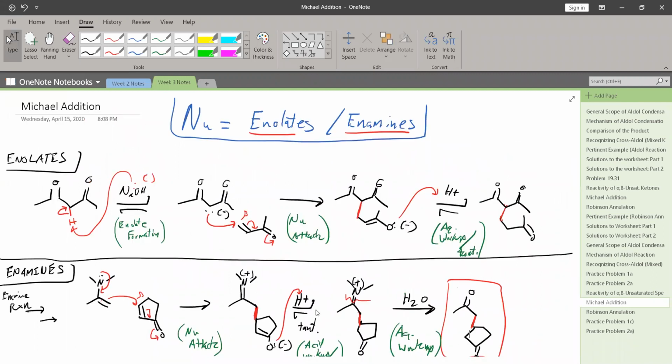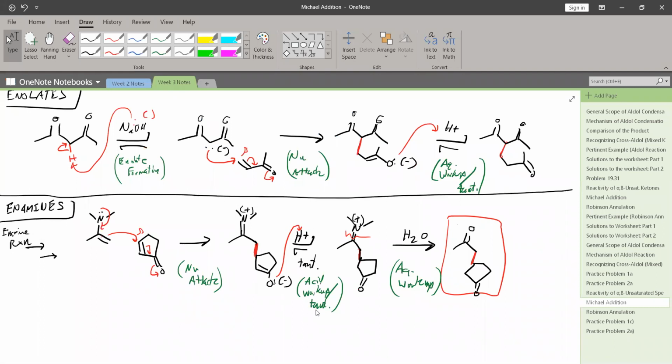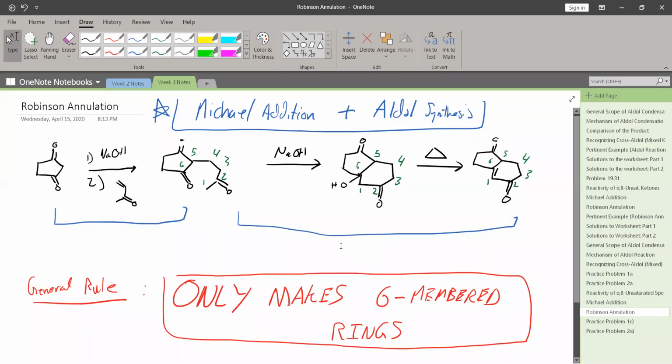Keeping these two reactions in mind is how we're going to start doing even more reactions. There's one more reaction that we've learned in this chapter as well, the Robinson annulation. So what is the Robinson annulation? In general, it's just a Michael addition plus an aldol synthesis. That's all it is, just the sum of these two reactions. But how does that actually look in practice?